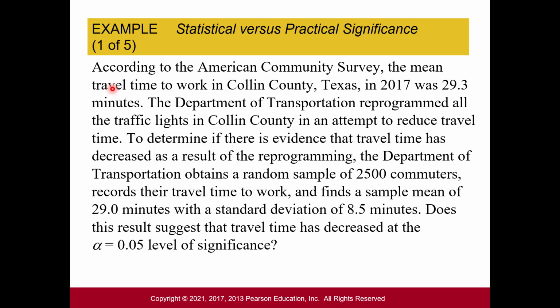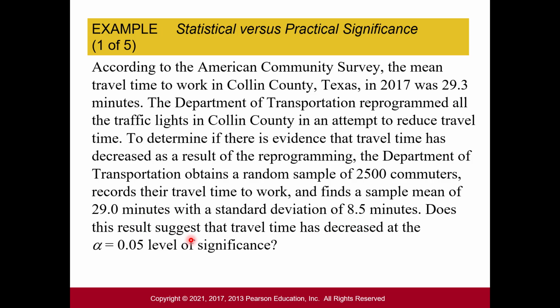And so here's an example. According to the American Community Survey, the mean travel time to work in a certain county in Texas was 29.3 minutes. The Department of Transportation reprogrammed all traffic lights in an attempt to reduce travel time. To determine if there is evidence that travel time has decreased as a result of this reprogramming, the department obtains a random sample of 2,500 commuters, records their travel time to work, and finds a sample mean of 20.9 minutes, with a standard deviation of 8.5 minutes.